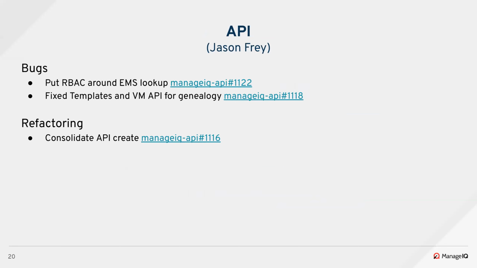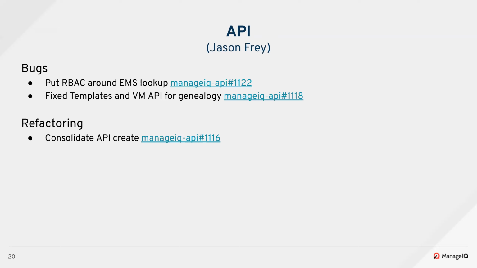On the API side, Keenan added a change to add RBAC around the EMS lookup. So there was a bunch of changes where you would look up the management system and we weren't really checking RBAC. Things wouldn't have worked later, so it's not really an exposure. But in the worst case scenario, you would know that an EMS ID might exist. But this adds that RBAC earlier so that you just get a 400 error early on.